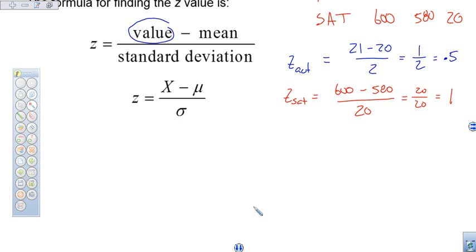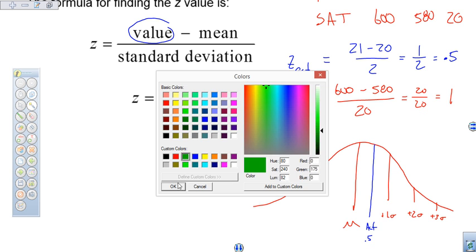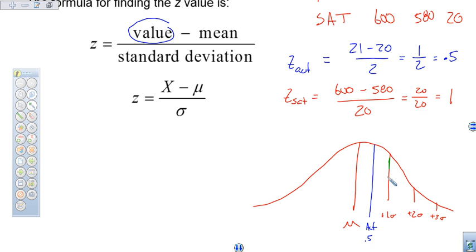So when we draw this out and take a look at it, here's my mean. Here's +1 standard deviation. Here's +2 standard deviations. Here's +3 standard deviations. And so now I know that for ACT, I'm at half. I'm right here. So this is my ACT at 0.5. All right, let's change that color to dark green. Then my SAT is right here. So that's my SAT at 1.